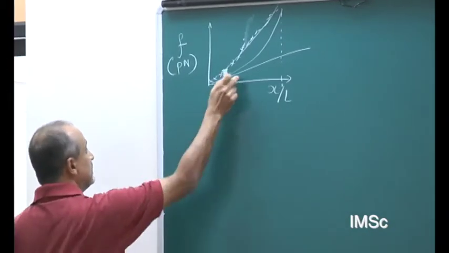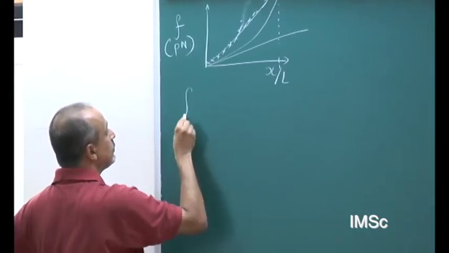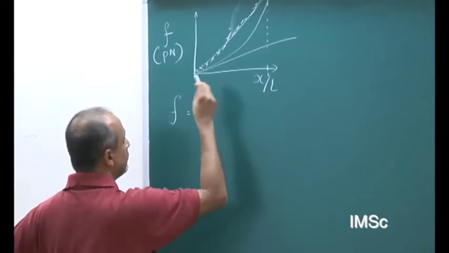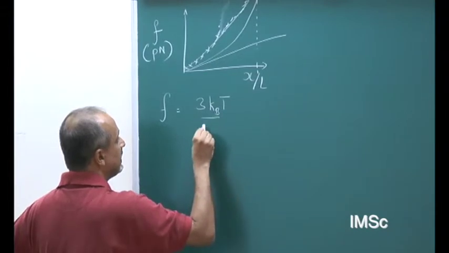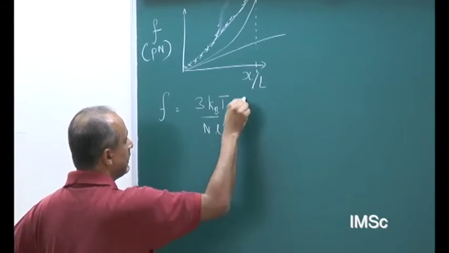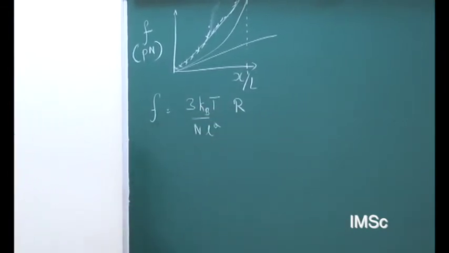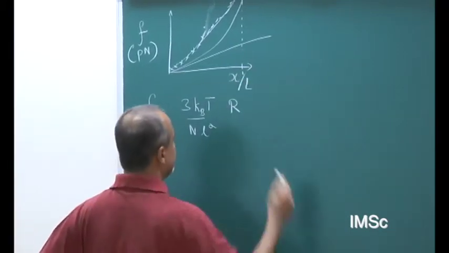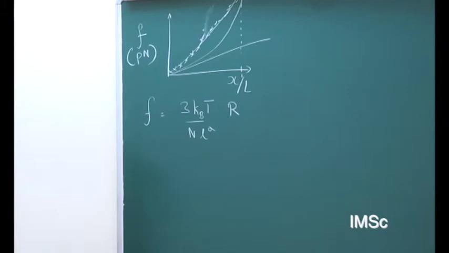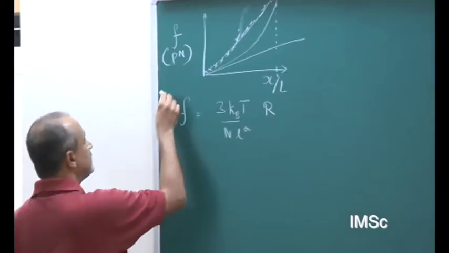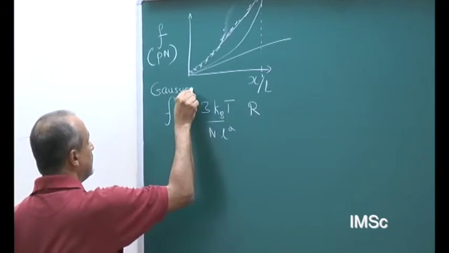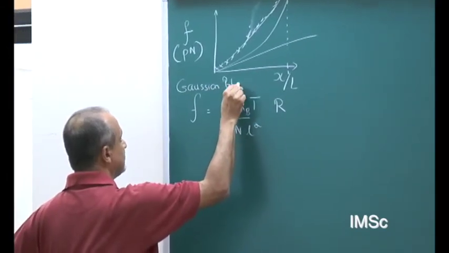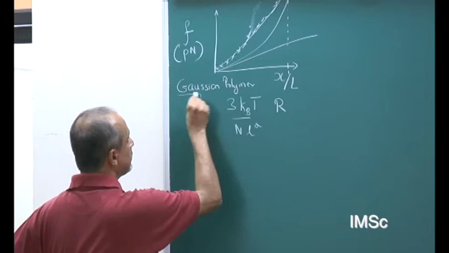So remember that for this, the relationship was that the force that had to be applied was thrice kBT divided by n L squared times r. And so r is the same as L times x, I guess. You could use that. And the second relationship that we had, so this was for the Gaussian chain, the ordinary polymer that we started off discussing earlier.